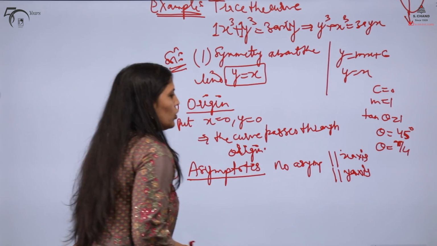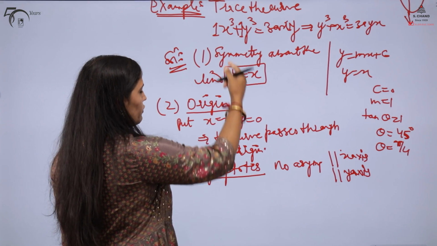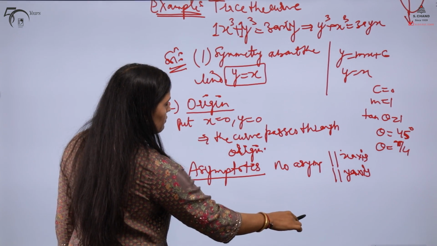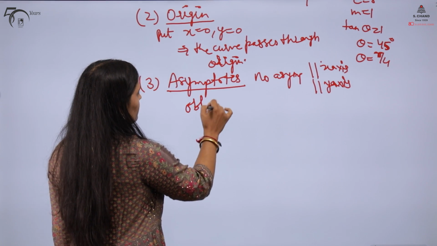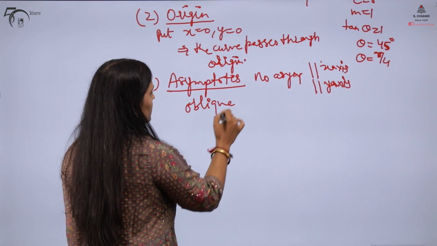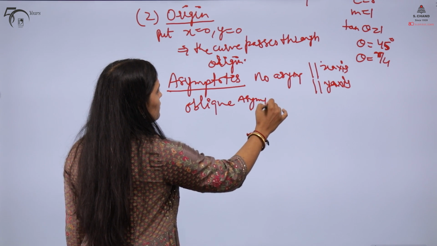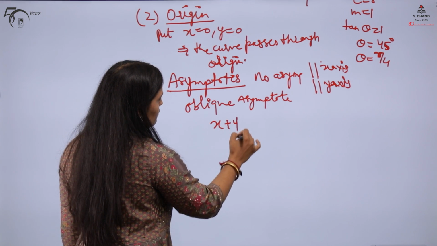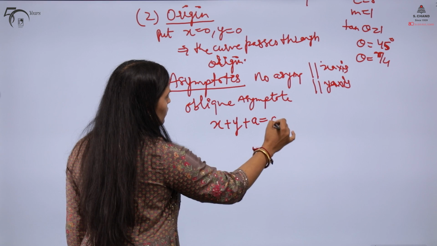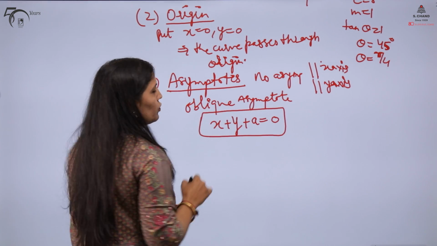But in my asymptote lecture, that was the 7th lecture, I calculated the asymptote particularly for this equation, for this particular curve, the oblique asymptote. Refer to that lecture to get the asymptote equation. The oblique asymptote was x plus y plus a equal to 0. So, asymptote we got to know.